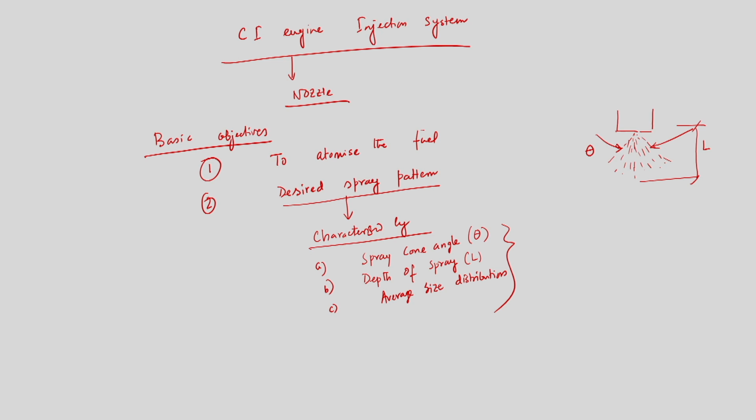Not only that, whenever a fuel particle is able to penetrate a particular distance, we also need to ensure that it penetrates with a desired spray cone angle theta, so that we can have efficient mixing with the compressed air over the entire area within the combustion chamber. So these are the objectives of having a nozzle. We have discussed what we mean by desired spray pattern, and that is characterized by spray cone angle theta, depth of spray L and average size distribution, that is also important. So these are the objectives of having a nozzle in a CI engine injection system.